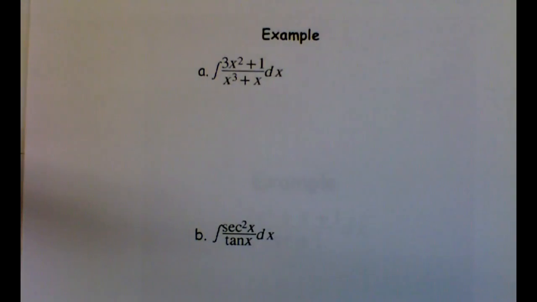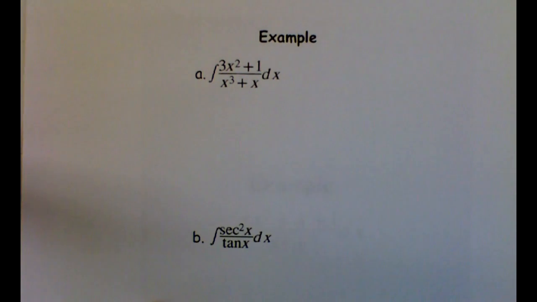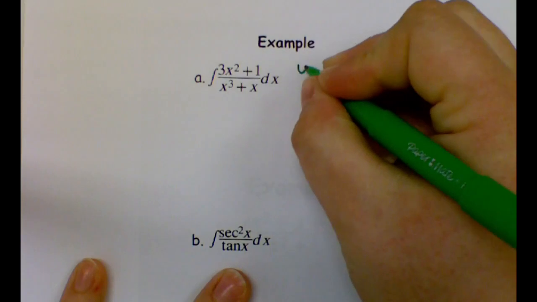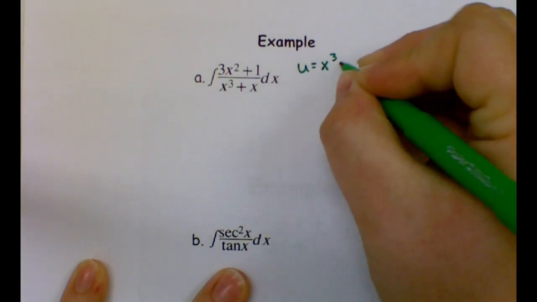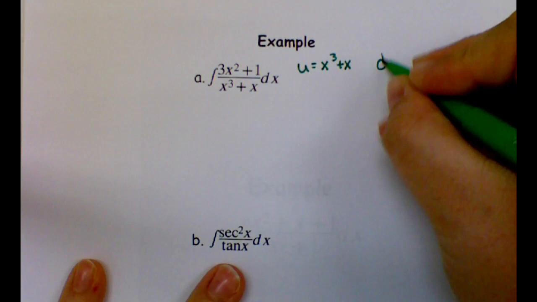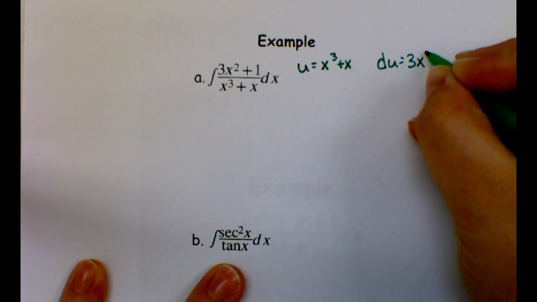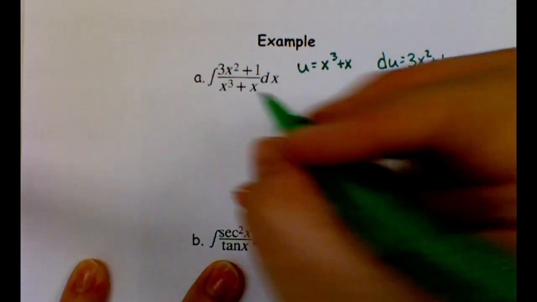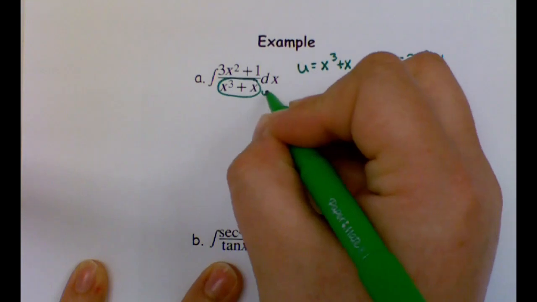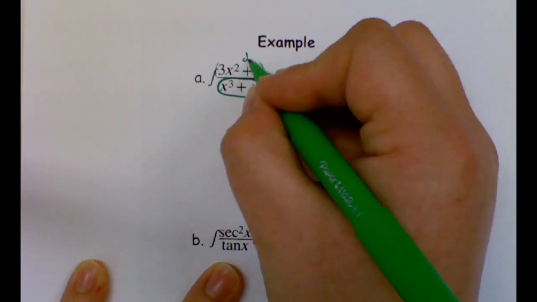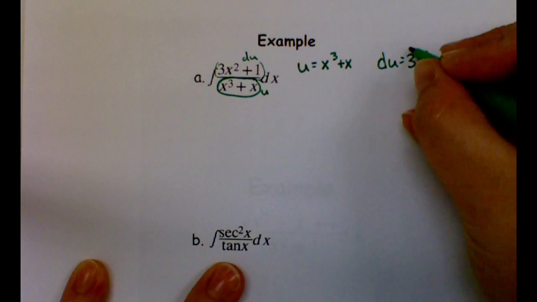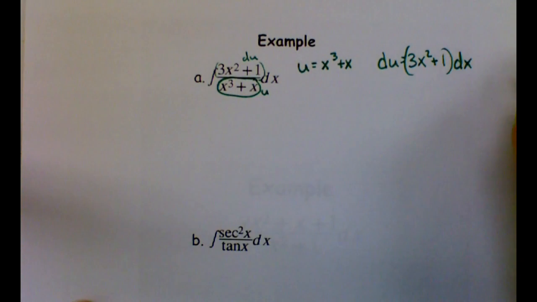All right, several of these for us to do. Our first example, well, doesn't look like it divides nicely. When in doubt, set that denominator equal to u. So then du is 3x squared plus 1. And look at that. The denominator is u. That numerator is our du. Sorry, don't forget that dx on there.